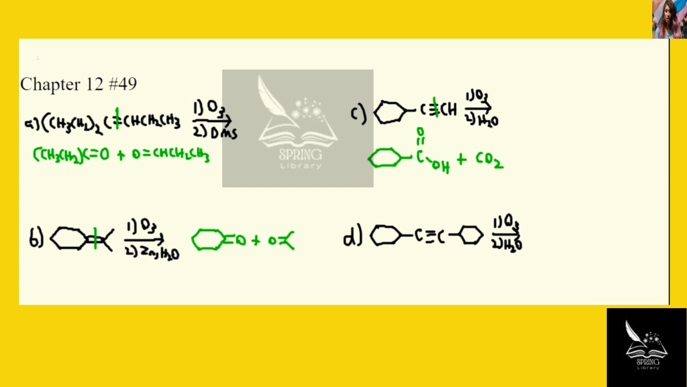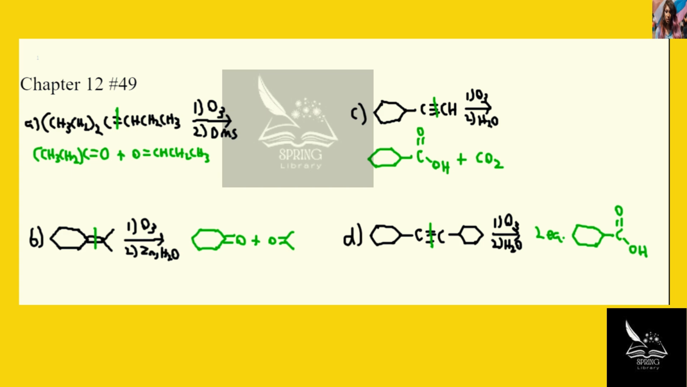For D, we have a symmetrical molecule. So we're actually going to end up with 2 equivalents of a carboxylic acid here. And remember, it is just going to be this one molecule just because it's a symmetrical molecule. Both sides of this alkyne are the same. And so we're just going to end up with 2 equivalents of this carboxylic acid here. And so that's the way to approach this problem.